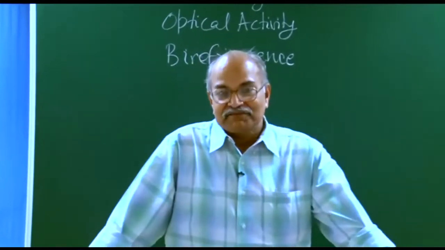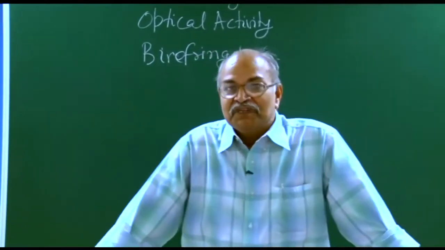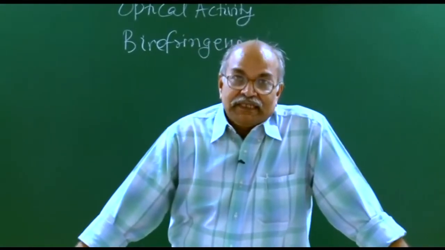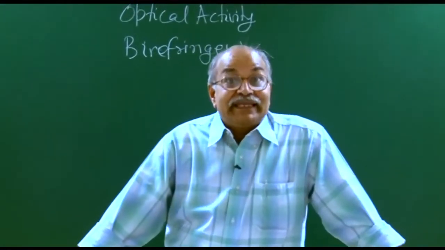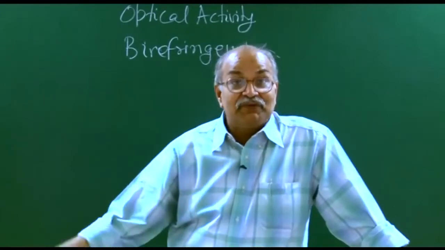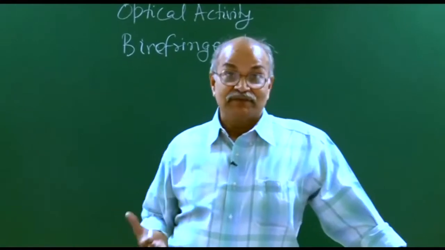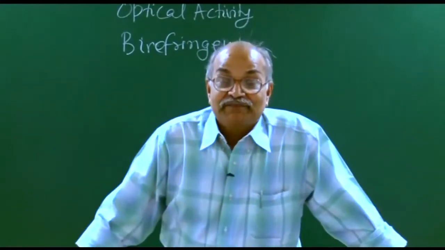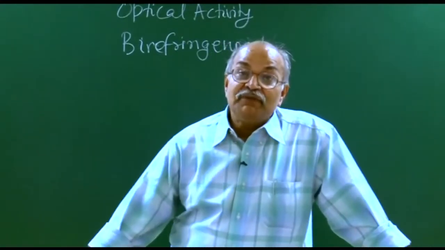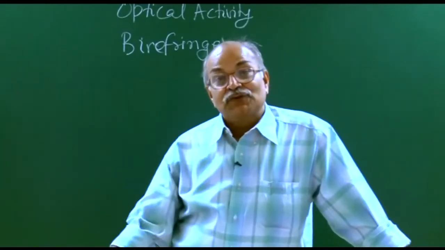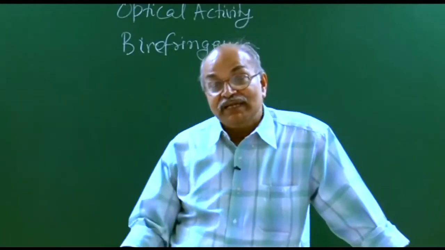Scattering of light, you must be aware of from school days. In the morning, everything is lighted. Before sunrise, you find that everything is lighted and you know that this is the morning. So how does everything become lighted? The sun rises in the east, so light comes from the east only.